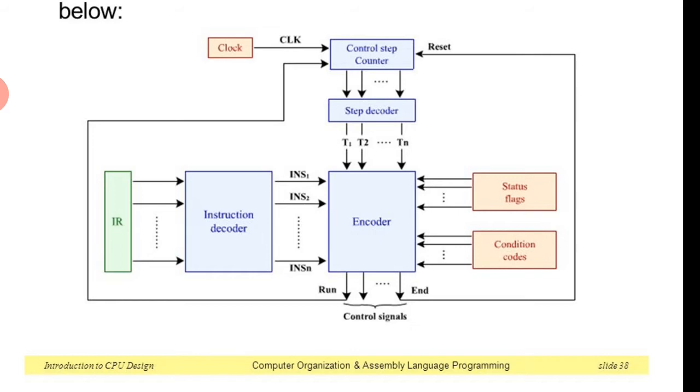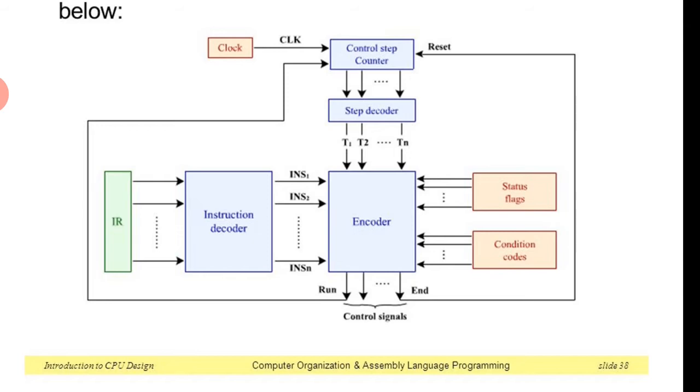Hence the name hardwired. The sequence of operations carried out by this machine is determined by the wiring of the logic elements, hence the name hardwired. A controller that uses this approach can operate at high speed. However, it has little flexibility, and the complexity of the instruction set it can implement is limited. So this is about hardwired control.